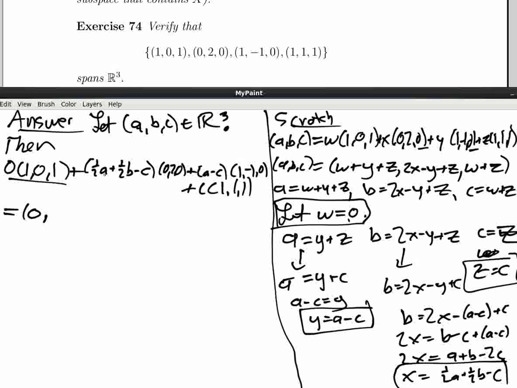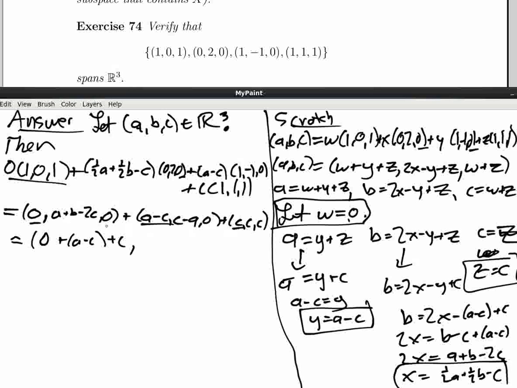let's just do this step by step. This times 2 goes in the second component, so that gives me a plus b minus 2c, and then anything times 0 gives me 0, plus a minus c goes there, minus a minus c is c minus a, 0, plus c, c, c. Combine this into one thing, and I end up with 0 plus a minus c, plus c is in the first component, 0, a minus c, c. Now I get a plus b minus 2c plus c minus a plus c. And the last component, I'm going to get 0 plus 0 plus c.